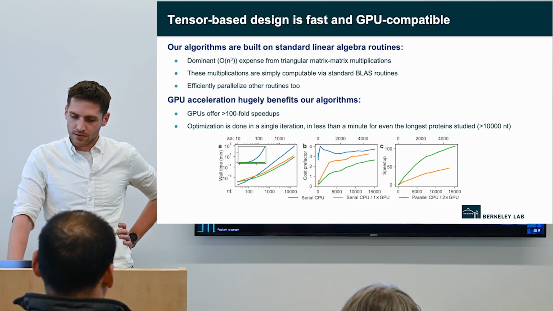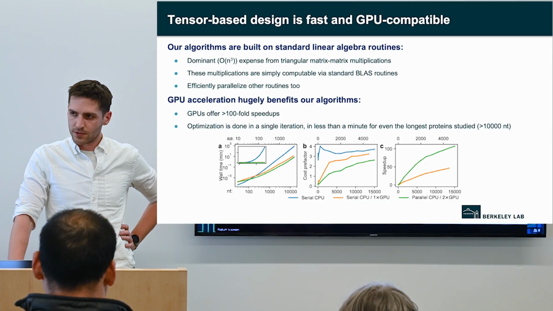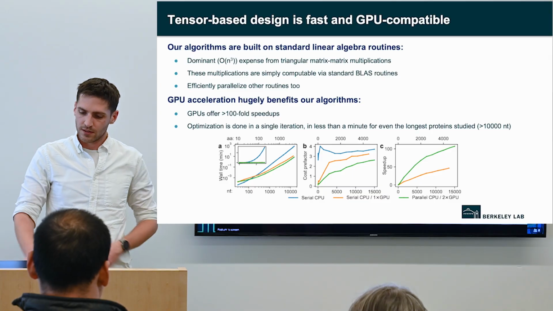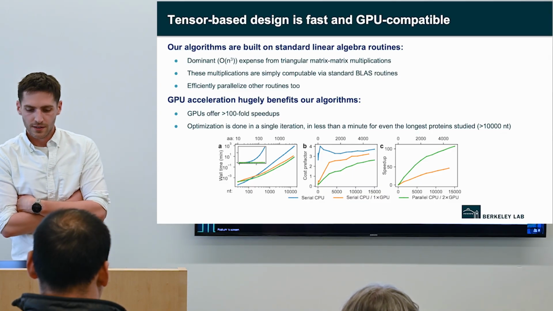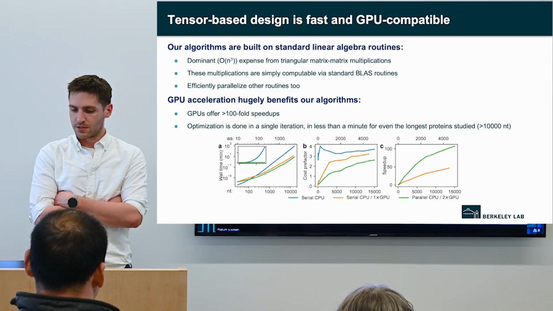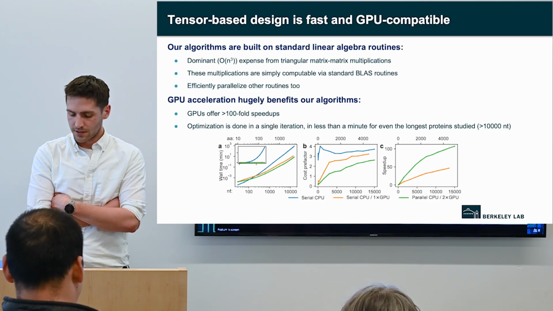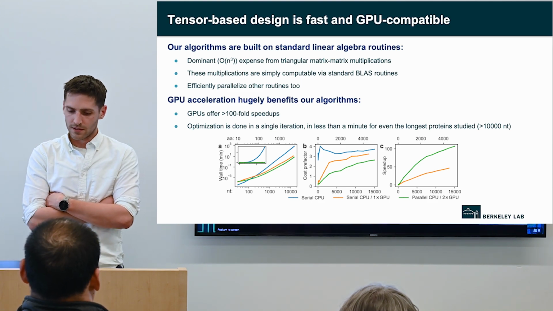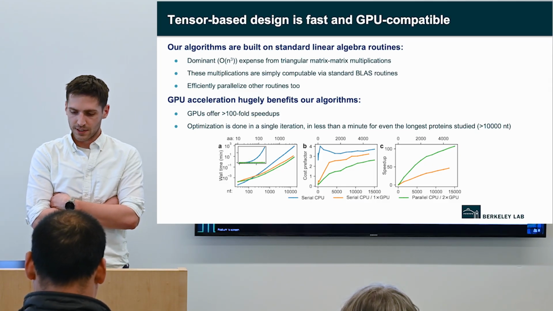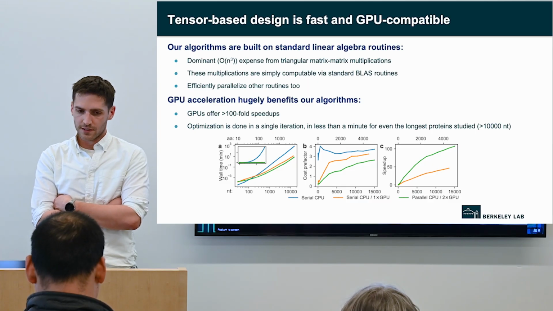In terms of performance, the tensor-based design is also fast and GPU compatible. The dominant expense of these algorithms can be phrased in terms of triangular matrix multiplications. And so this is simply computable via standard LAPACK routines and is easily parallelizable. GPU acceleration, once plugged in for these operations, can offer over 100-fold speedups. So all of the optimizations, even for sequences of over 10,000 nucleotides, can be done in less than a minute.